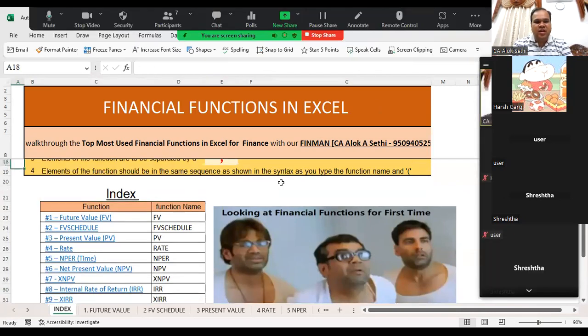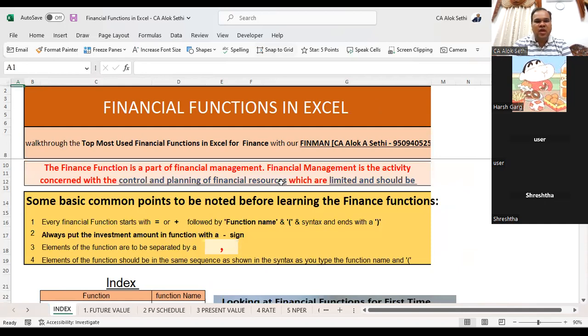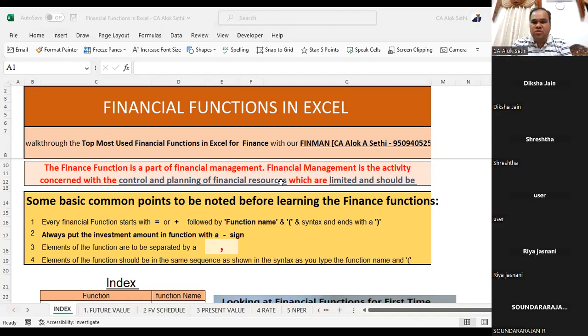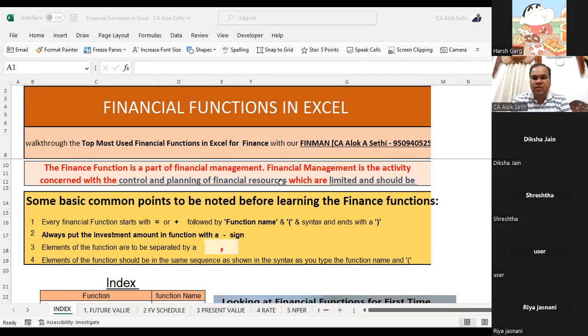So before we start, let me just ask you this question. How many are looking at these functions for the first time? If you are studying the financial functions for the first time, you can write down first time in the chat box. Or maybe you can raise your hands using the reaction button also. I will be able to see how many are doing it for the first time. Financial functions in Excel.